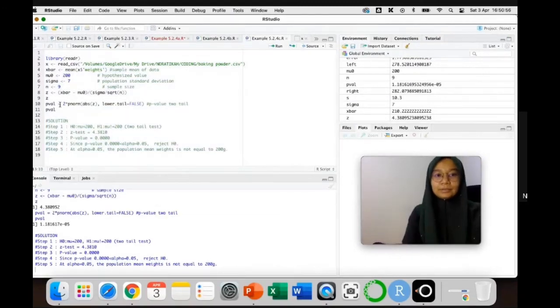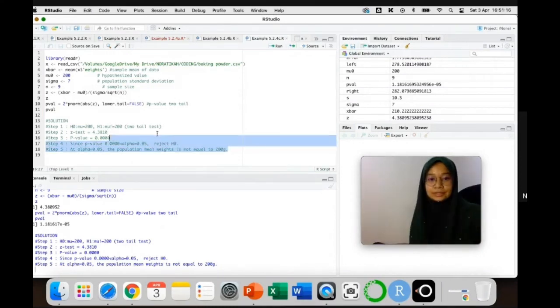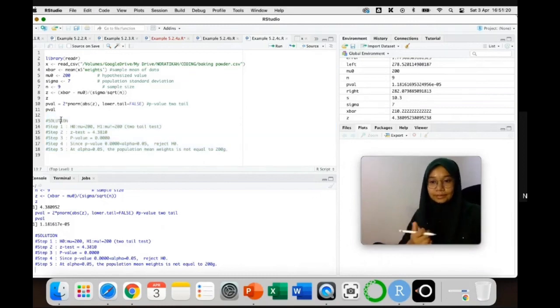Point C. Okay, two-tail will macam ni. Lower tail false and 2 times here. This one is the p-value for the two-tail. If you look at here, we get the p-value two-tail still 0.0000. So these are the solution. Right, so we have done for the first parameter, mu. Is there any question?